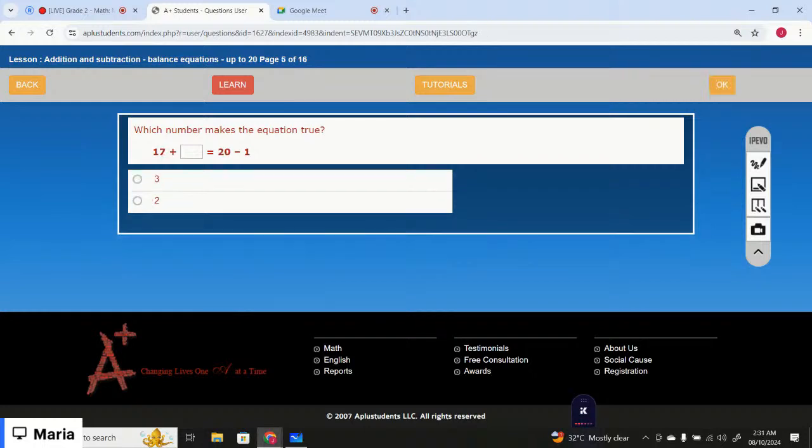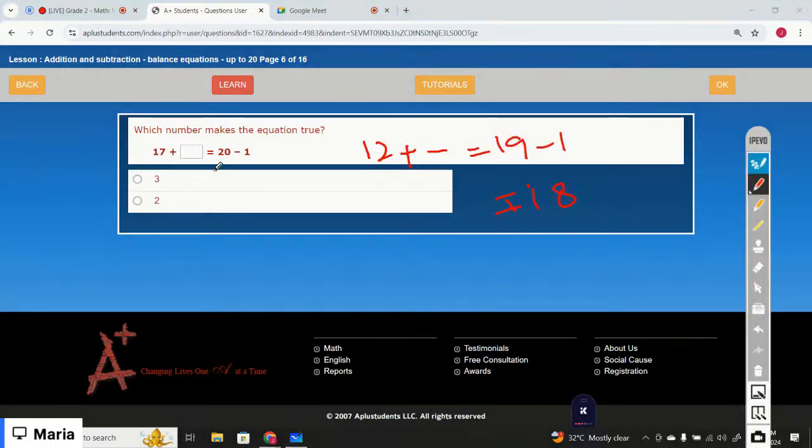Very good. Okay, the next one is which number makes the equation true? So which is the correct option? Just solve this side. You can see 20 take away 1 is, sorry, this is the blank. 20 take away 1 is 19. Now you need to see which number you add to 17 to make the equation balance. So which is the correct option?